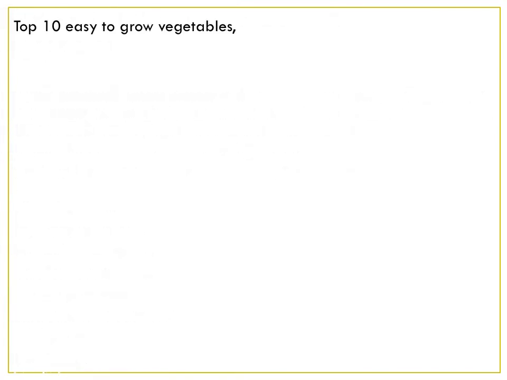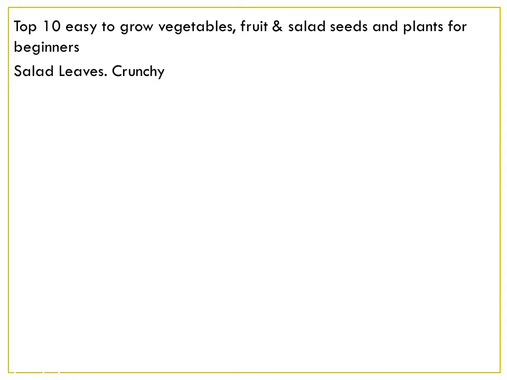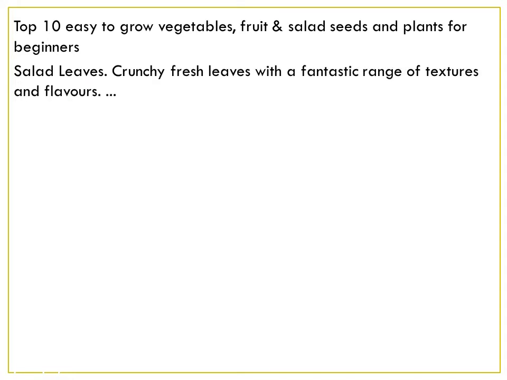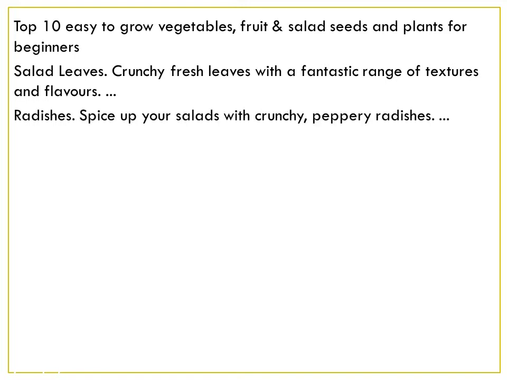What are the 10 top easy ways to grow vegetables, fruits and salad seeds and plants for beginners? Salad leaves: crunchy fresh leaves with a fantastic range of textures and flavors. Radishes: spice up your salads with crunchy peppery radishes, which grow easily in a box garden. Potatoes, peas, onions and garlic grow in it very well.